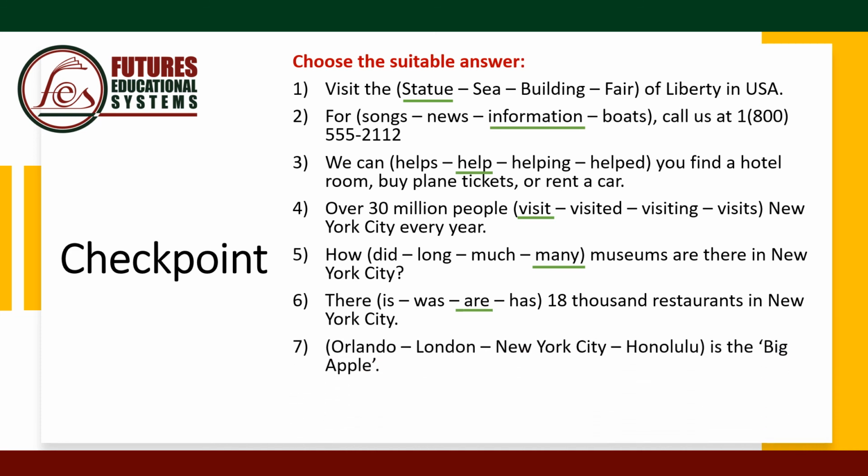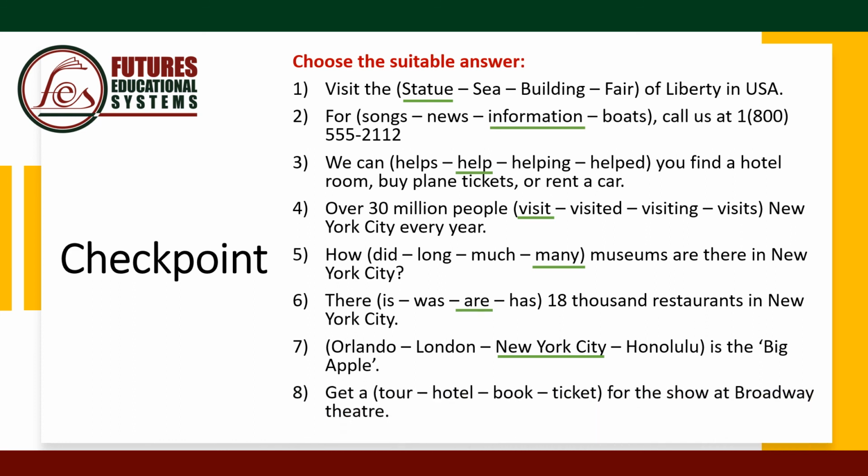Number 7. Orlando, London, New York City, Honolulu is the Big Apple. We said that New York City is called the Big Apple because it has everything. Number 8. Get a ___ for the show at Broadway Theater. What do you need for the show? Do you need a tour, a hotel, a book, or a ticket? Yes, in order to watch or see the show, you need a ticket.